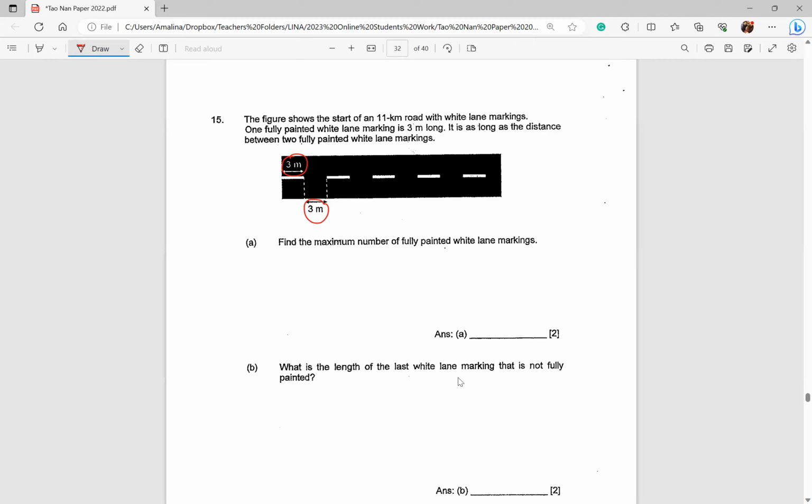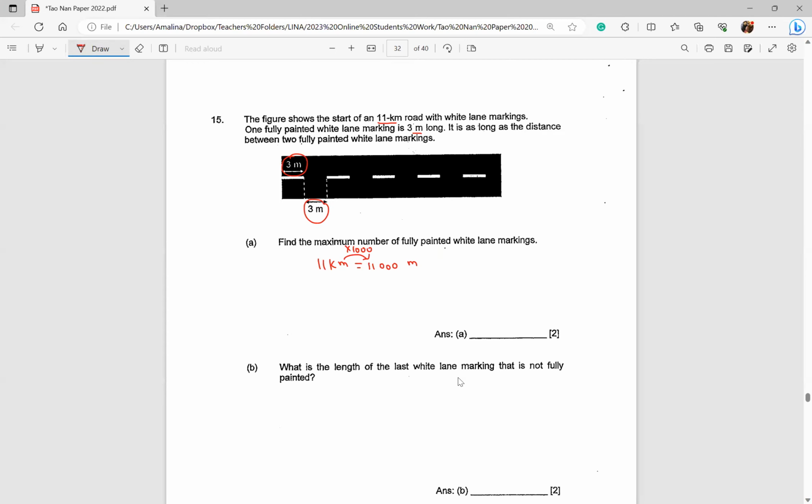Now, before you can find the number of your white lane markings, you look at the distance of the road. This is 11 km. Your marking is 3 meters long. So change this to the same units. If I want to change 11 km to meters, I will have to times by 1000. So 11 times 1000, I get 11,000 meters. That's the whole stretch of the road.